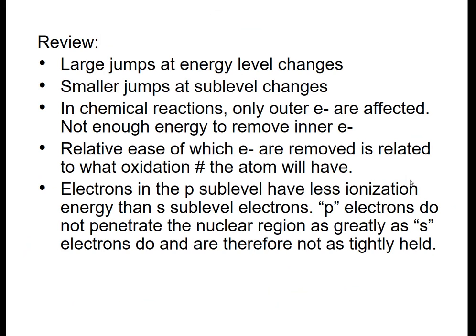So as a review, we get large jumps at energy level changes, smaller jumps at sublevel changes. So we know that p electrons take less energy than an s electron would. In chemical reactions, only outer electrons are affected, only those valence electrons, because there's not enough energy to remove core electrons. It just takes too much energy. And the relative ease with which electrons are removed is related to what oxidation number the atom will have.